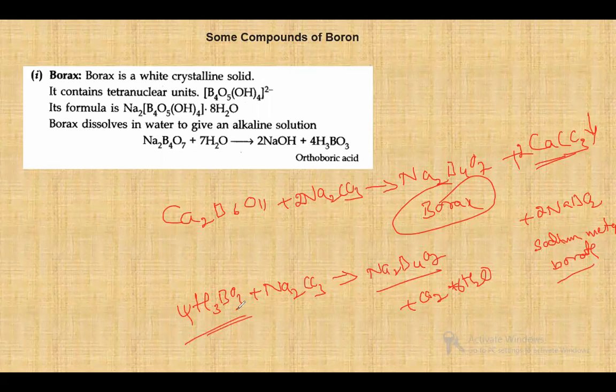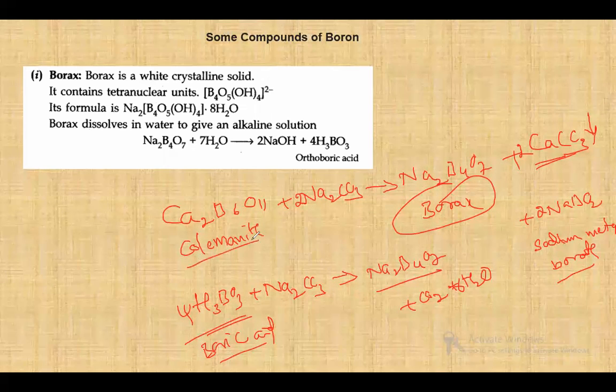So what is this? H3BO3 is called orthoboric acid, or boric acid. Ca2B6O11 is called colemanite, or colemanite ore. So when colemanite is treated with sodium carbonate, we get borax, or when H3BO3, boric acid, is treated with sodium carbonate, soda ash, we get Na2B4O7.